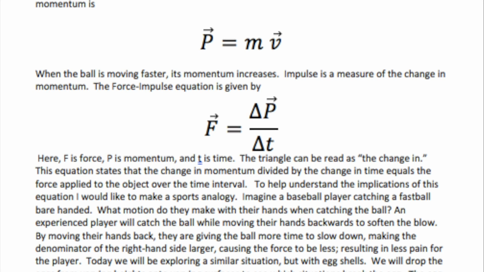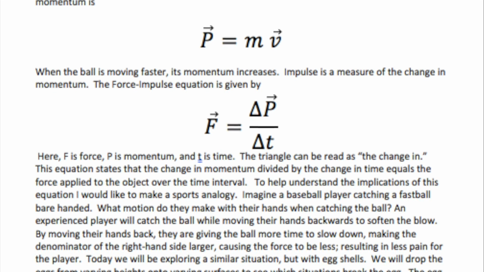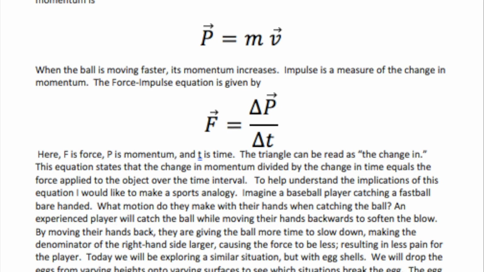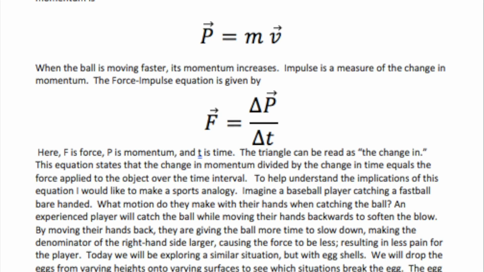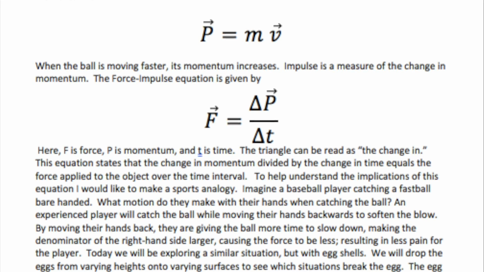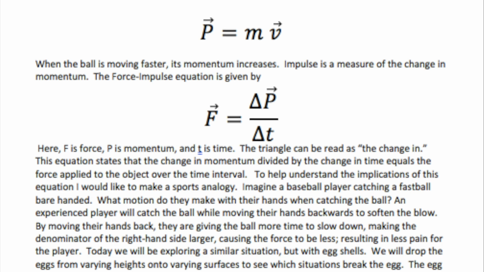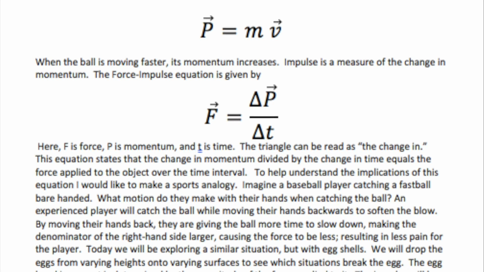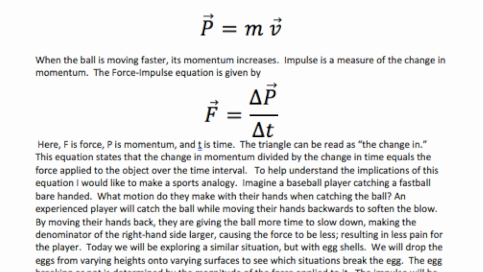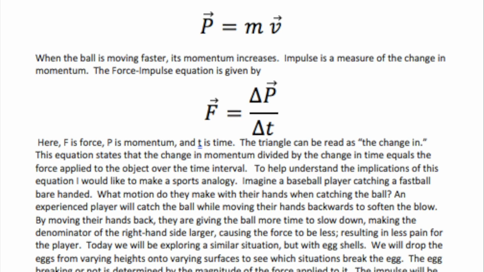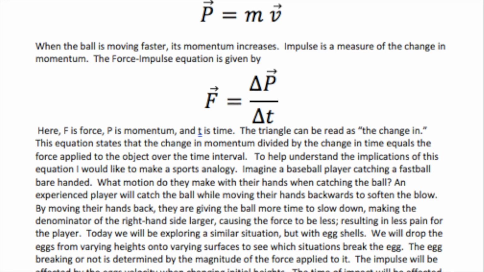To help understand the implications of this equation, I would like to make a sports analogy. Imagine, everyone close your eyes, and try to imagine a baseball player catching a fastball barehanded. They usually use gloves because this would hurt otherwise. But what motion do baseball players make when they're catching a ball barehanded? I'll display a video right now. An experienced player will cradle the ball down with them and move their arms down as they're catching the ball, rather than just letting the ball clap into their hand really rapidly. If you move your hands with the motion of the ball, it really softens the blow and you feel less force, and your hands wouldn't hurt as much.